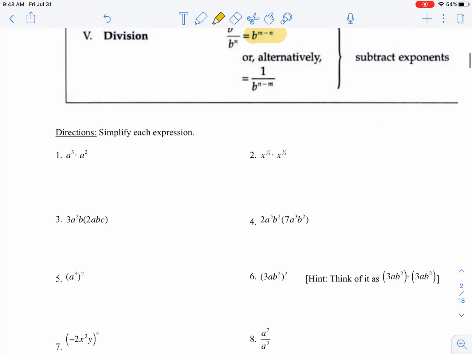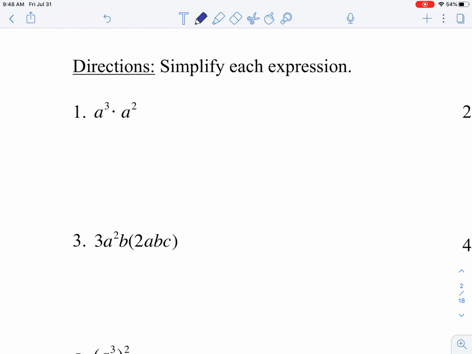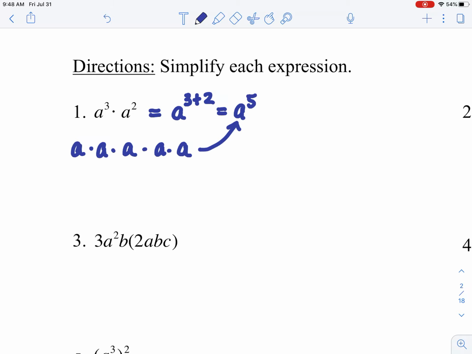So if you take a look at the example that we have below, I'll start with the basic one, a to the third times a to the second. Two things with the same base. I'm going to use that multiplication rule of keeping the base the same and adding those powers together. So that's how I end up with a to the fifth. Just to throw back to why that comes out to be a to the fifth: remember, a cubed is basically 3 a's multiplied together. a squared is basically 2 a's multiplied together. And if I combine them all together, they become a raised to the fifth power.